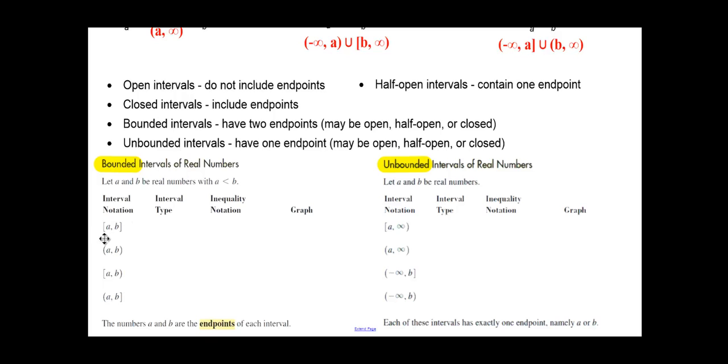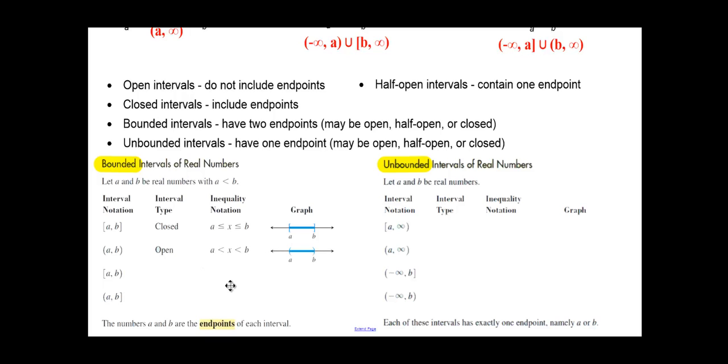Here we have an example where it includes both endpoints. This is considered a closed interval. Its inequality looks like this, and here is its graph. So we have boundaries on both ends, and all of the numbers in between those two boundaries are included as solutions. In the second example, neither endpoint is included, so that is an open interval.